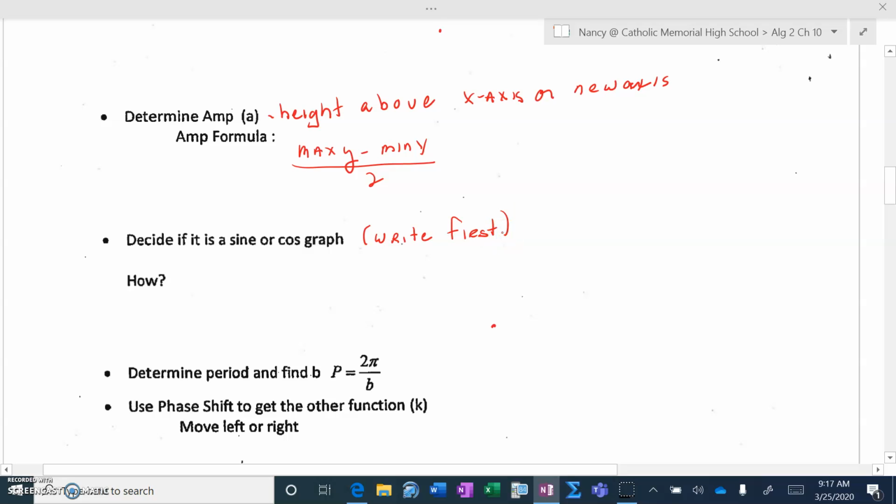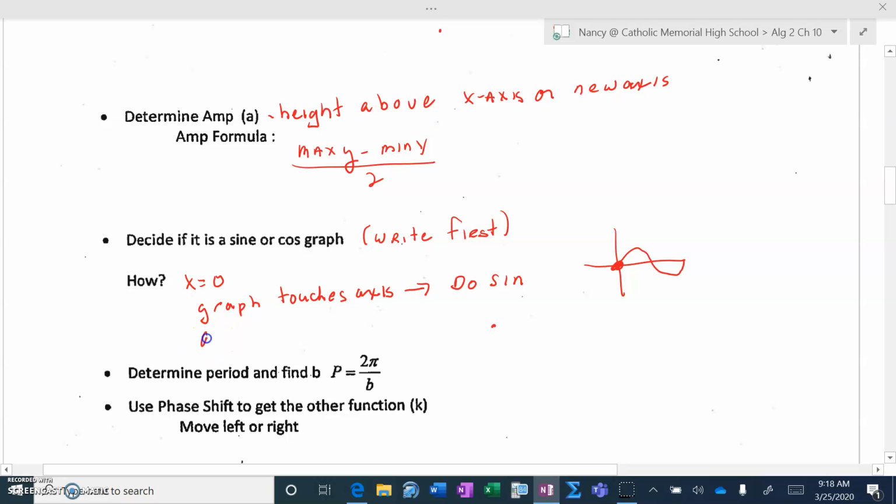Because we're going to be writing a sine and cos graph for both of these. And the way I decide this, I always go where x equals 0. When you go where x equals 0, if your graph touches the axis at x equals 0, you're going to do a sine graph, because a sine equation looks like this. At x equals 0, it starts right on the axis.